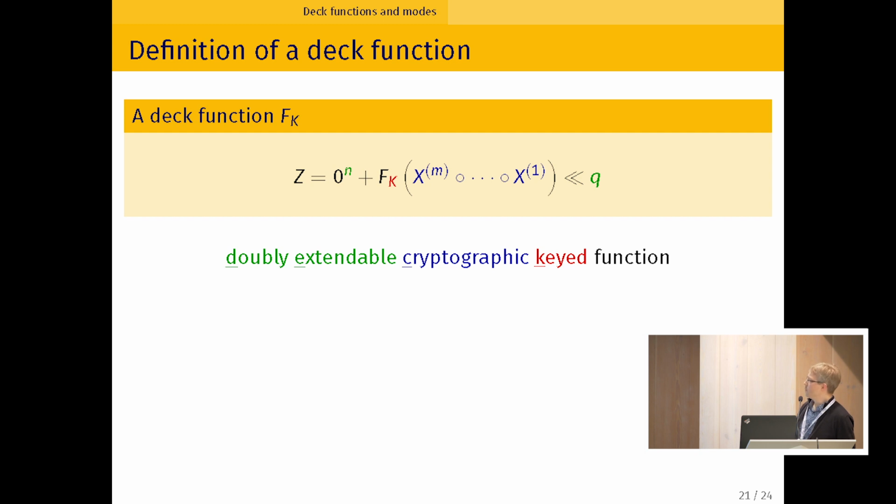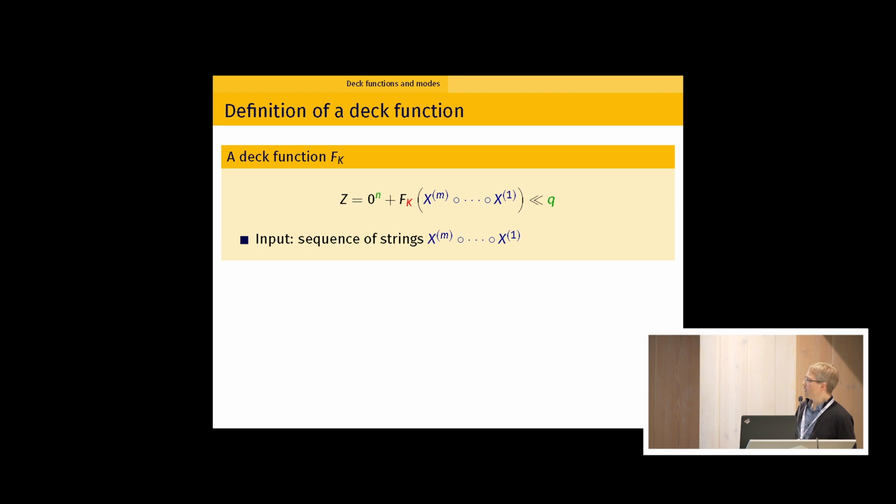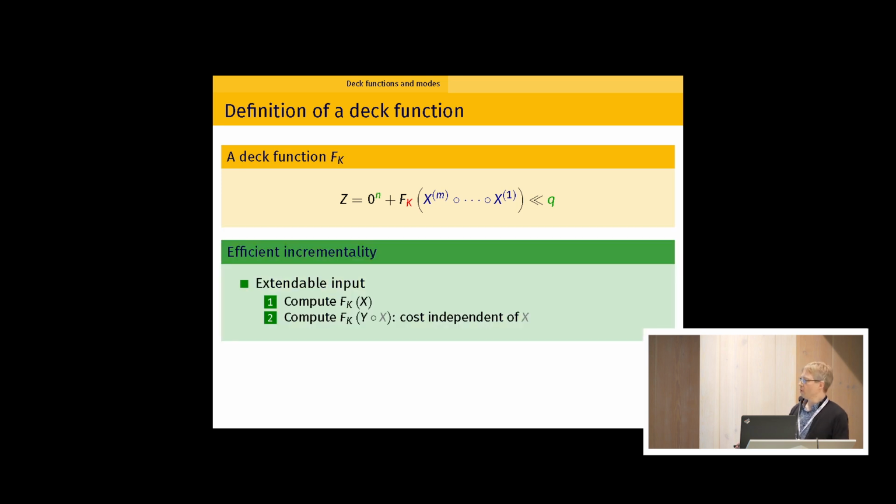Then this shift by q means I'm skipping the first q bits. So what I'm doing here is just taking n bits from this deck function starting from the offset q, from offset q to offset q plus n minus 1. So it's doubly extendable, meaning that it has some incrementality properties. First on the input, if you compute F_K of x, then you save some state, and you want to compute F of y after x, then the cost of making this new evaluation does not depend on x. It only depends on the length of y.